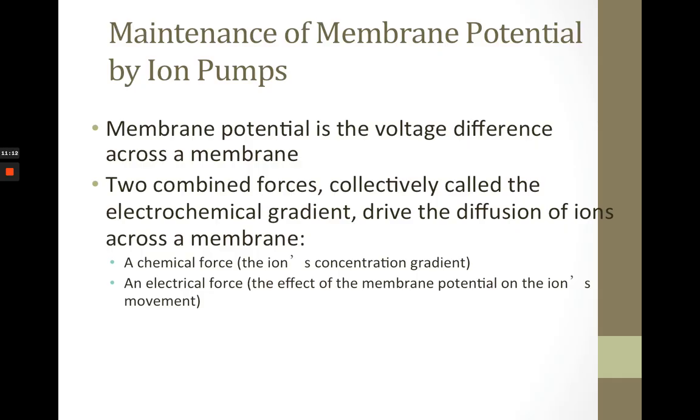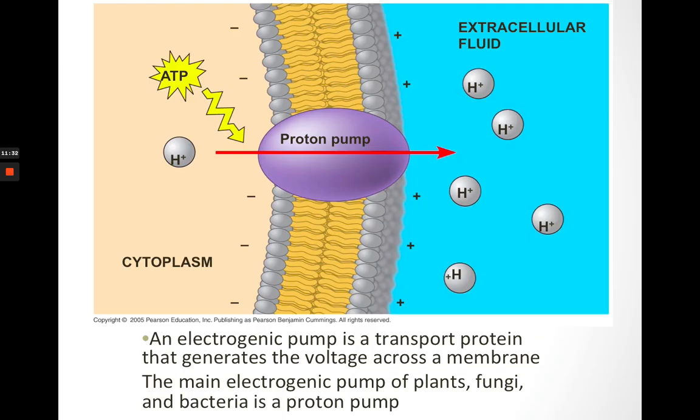Okay? So two combined forces, collectively called the electrochemical gradient, drive the diffusion of ions across a membrane. The chemical force, which is simply how many ions or how many particles are on either side. That's the concentration gradient. And then the electrical force, the effect of the membrane's potential on the ion's movement. So we're going to get a differentiation in charge, and that's also going to get the particles to move.